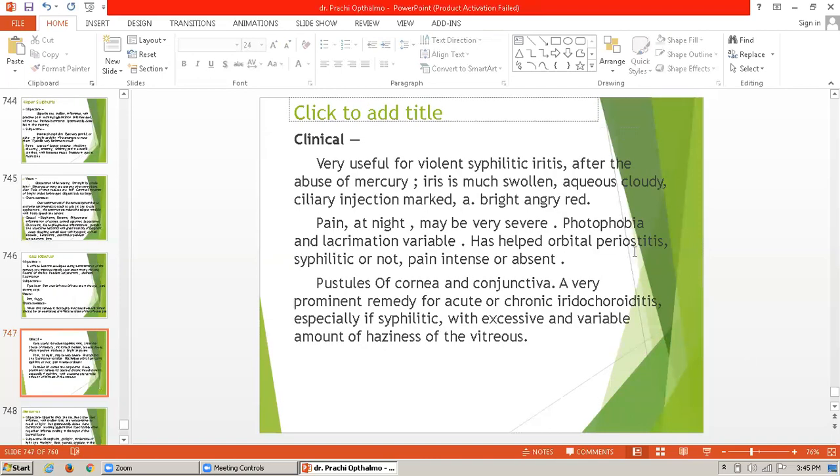part. Then clinically, Kali iodatum is very useful for violent syphilitic iritis. After the abuse of mercury, the iris is much swollen, aqueous cloudy, ciliary injection marked, and a bright, angry red. Pain at night may be severe, photophobia and lacrimation variable, and periostitis, syphilitic or not, pain intense. Pustules of the cornea and conjunctiva, a very prominent remedy for acute or chronic iridochoroiditis, especially if syphilitic, with excessive and variable amount of haziness of the vitreous.